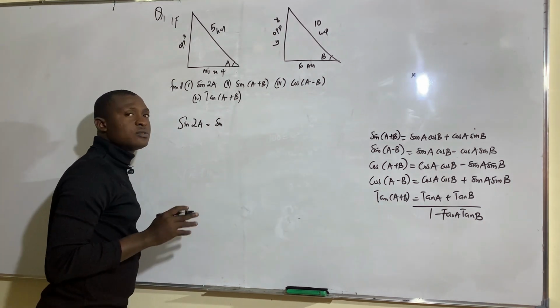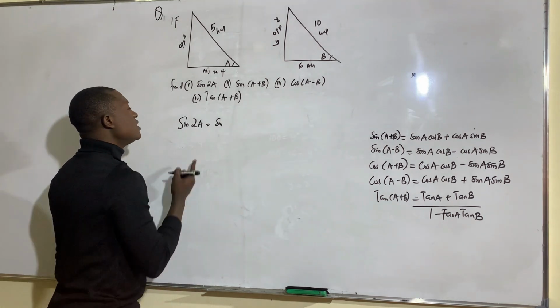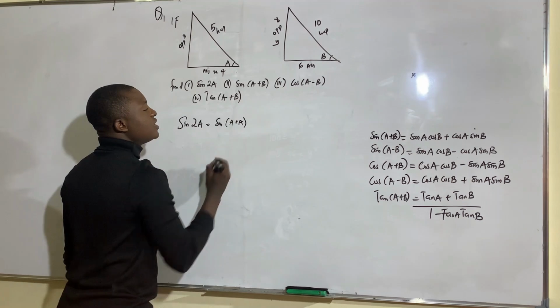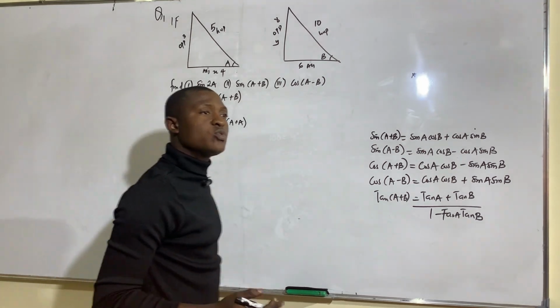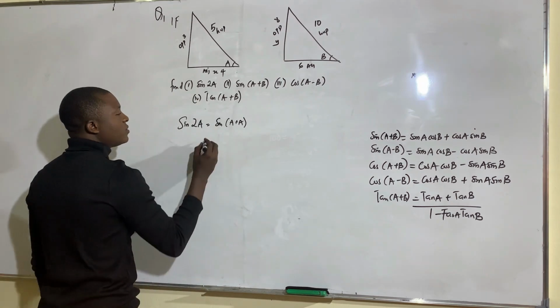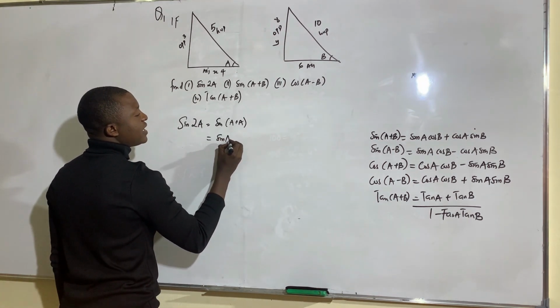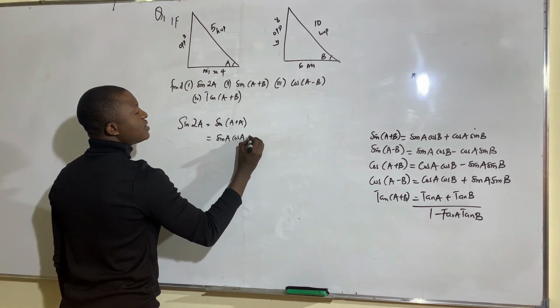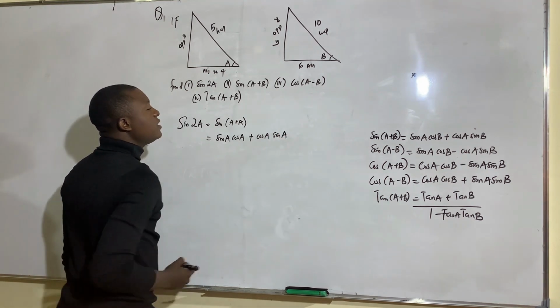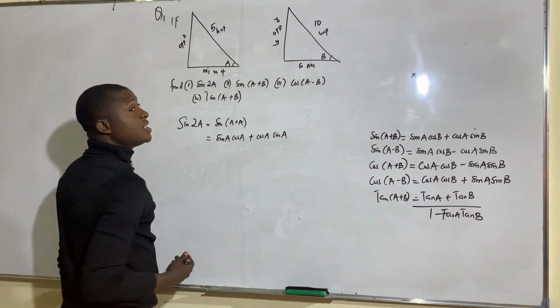I want to break it down into 2 angles. So if I have 2A, I can say that it is the same thing as A plus A. If I say A plus A, what are we going to have? Very nice. We are going to have 2A. So now let's apply the formula. That's going to be sine A cos A plus cos A sine A. If you like, you can add this together because they are the same.